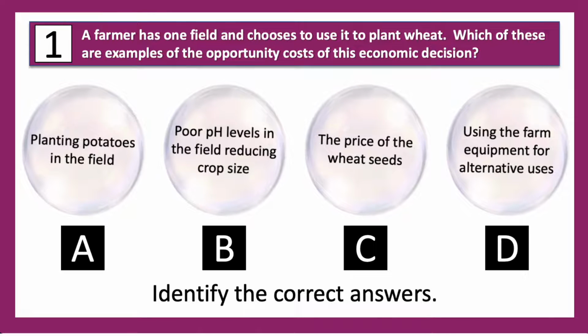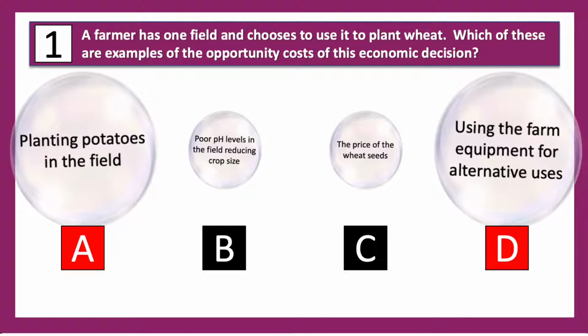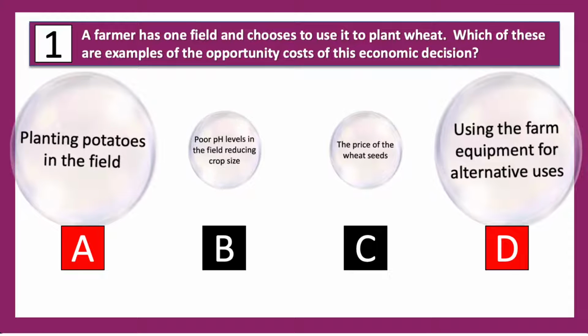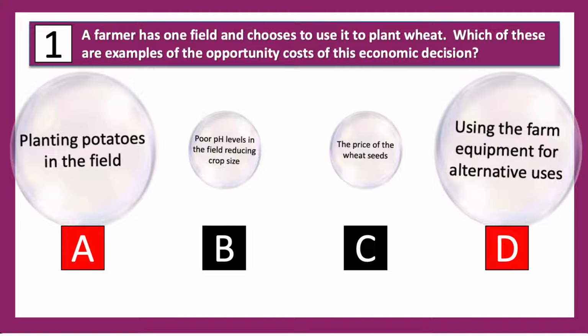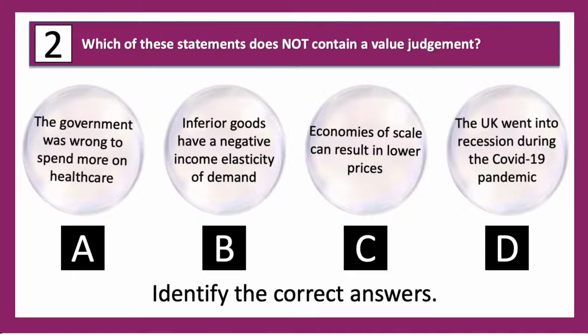Now, John, would you like to show us the correct answer? Yes. So hopefully from the discussions we've already had, you can see that the A and D are the examples of opportunity cost here. So D is perhaps a slightly more unusual one, just looking at the alternative uses that capital could be put to. So super well done. John, could we have the second bubble quiz, please?